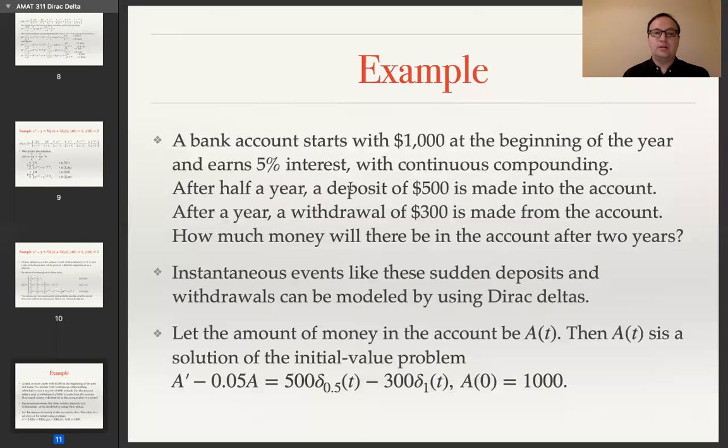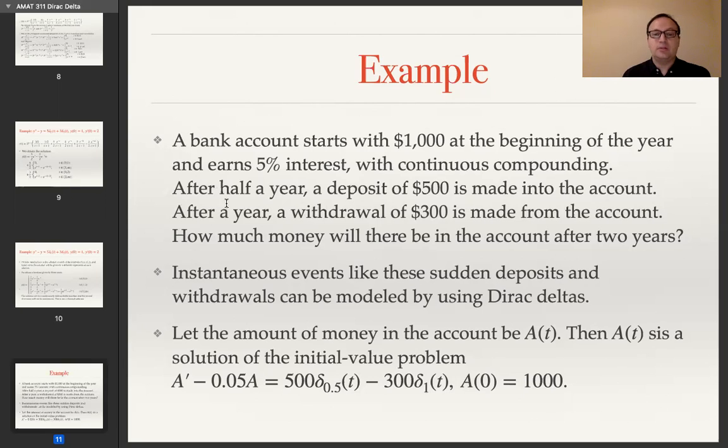Okay, so let's consider another example to see how the Dirac delta can appear in an application. The Dirac delta corresponds either to point masses or to instantaneous events, that is, events that happen suddenly, without duration. So they happen in just one moment.